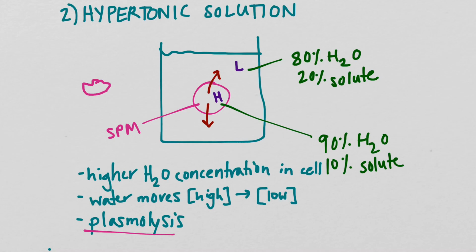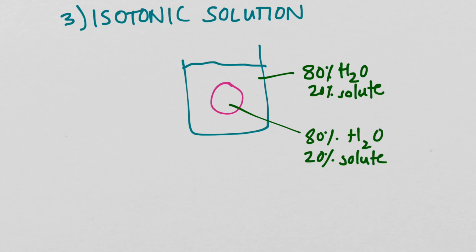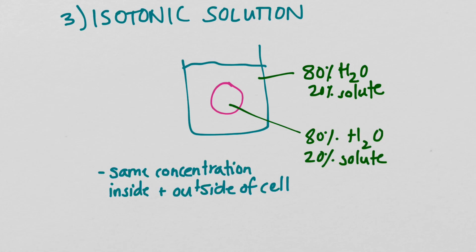Let's move on to our third situation. We have that concentration outside of the cell, and we're going to have the exact same concentration in the cell. This means that we're in an isotonic solution. The prefix iso means the same. So if I were to ask you, will we have plasmolysis or cytolysis here? You should be able to say, no, we're not going to have any net movement of water. So neither plasmolysis nor cytolysis will occur.